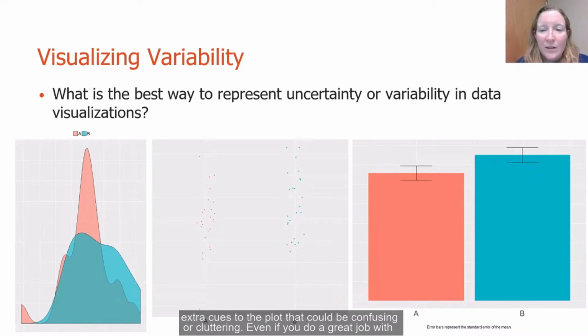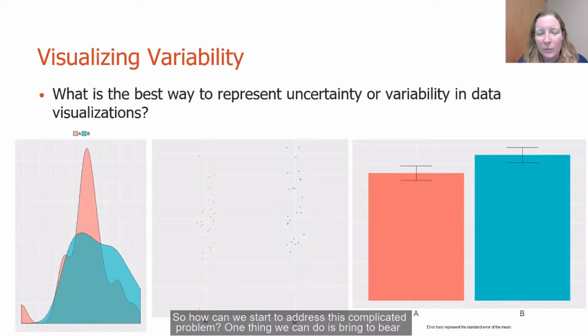Even if you do a great job with the visual representation, the viewers might bring their own cognitive and perceptual biases to bear, and they could misinterpret the visual cues. There's some prior research indicating that even experienced researchers commonly misinterpret cues as simple as error bars on bar graphs. So how can we start to address this complicated problem?